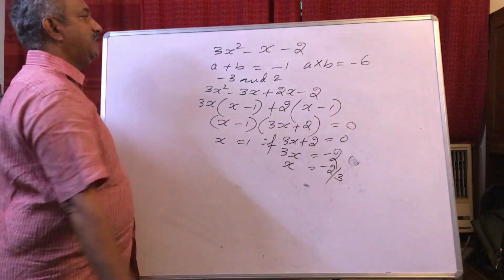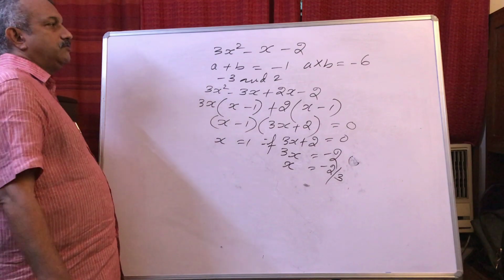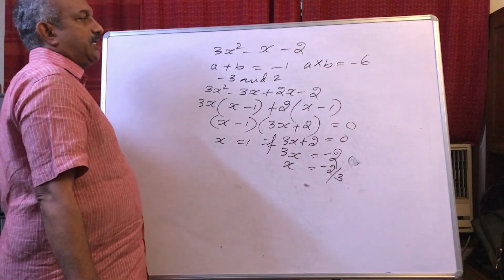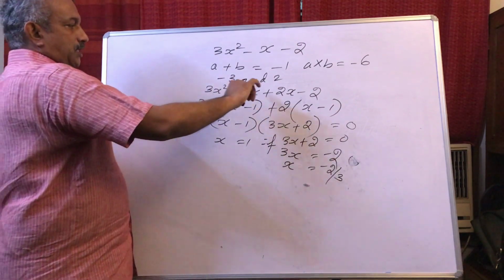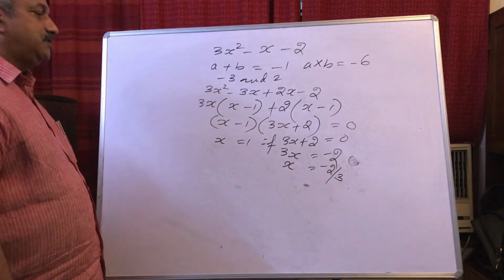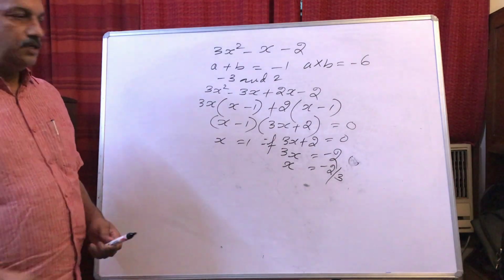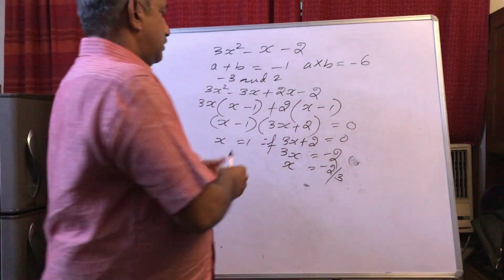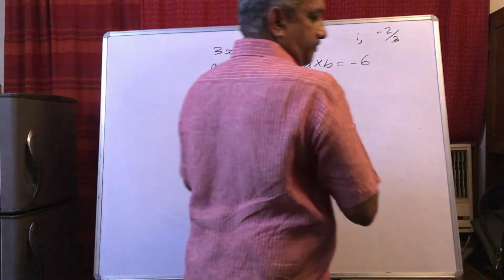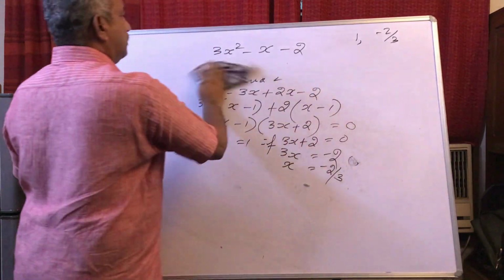So 3x square minus x minus 2. Find two numbers whose product is 3 into minus 2, that is minus 6, and whose sum is again the coefficient of the middle term, that is minus 1. Now the numbers are minus 3 and 2. We split the middle term. We get the answer x is equal to 1 and x is equal to minus 2 upon 3. Now we will verify the relationship. The zeros are 1 and minus 2 upon 3. Now for this question, we are going to verify what the relationship is.